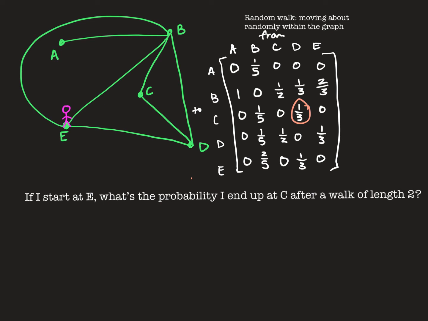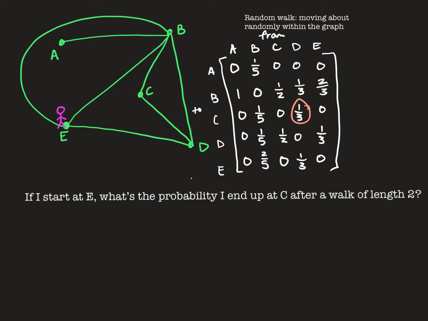All of those end up at C, and they're walks of 2. But of course, my walks of 2 don't have to get me there. I could go here and here. I could go here and here. I could go here and here. I could go here. I mean, there's tons of different options here, and it's a lot to figure out.